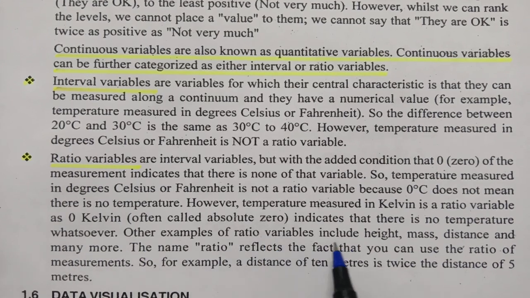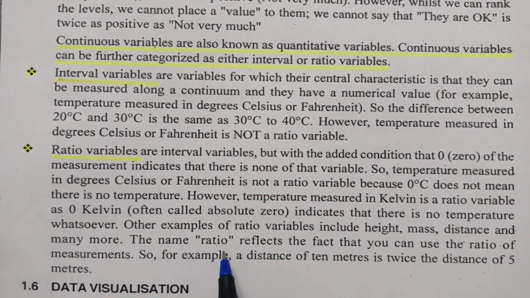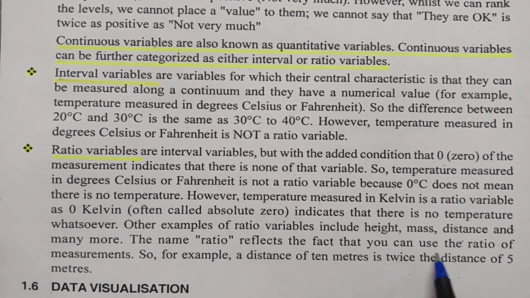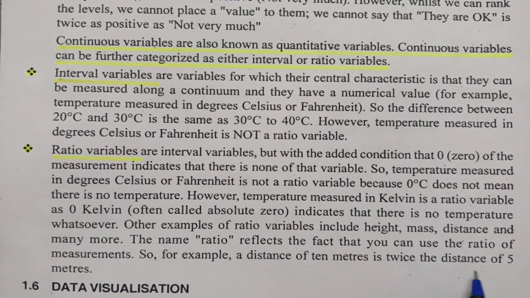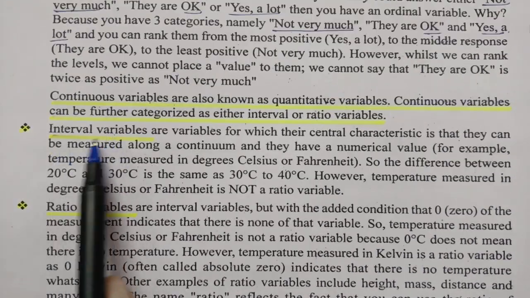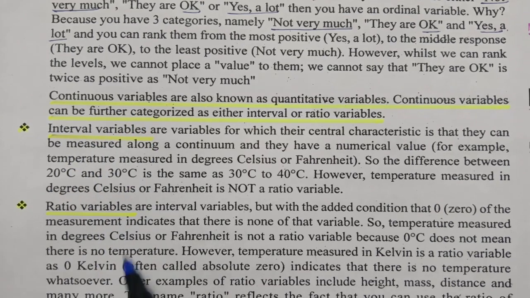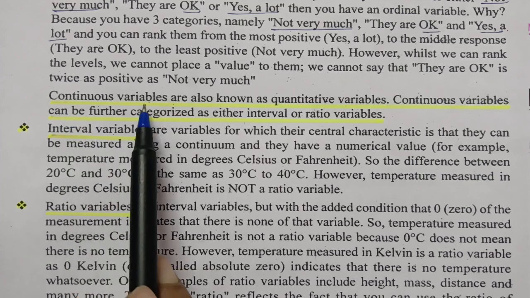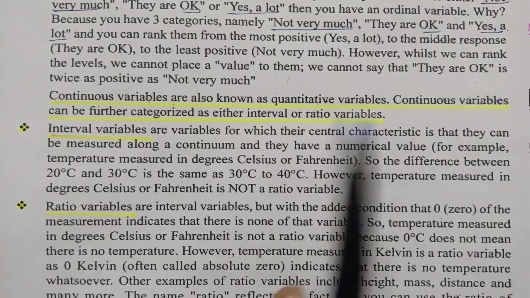Other examples of ratio variables include height, mass, distance, and many more. The name ratio reflects the fact that you can use the ratio of measurements. So, for example, a distance of 10 meters is twice the distance of 5 meters. So this is about the ratio, and this is about the interval variables. These all deal with numerals, and they are from the continuous variable, a subtype of the quantitative variable. So here you got an idea on each and every variable.